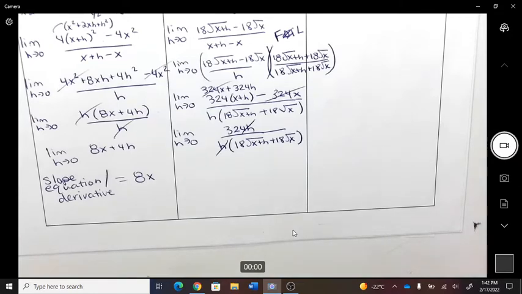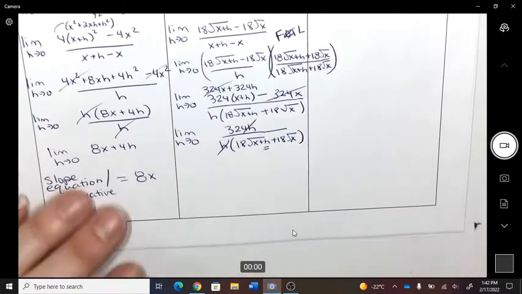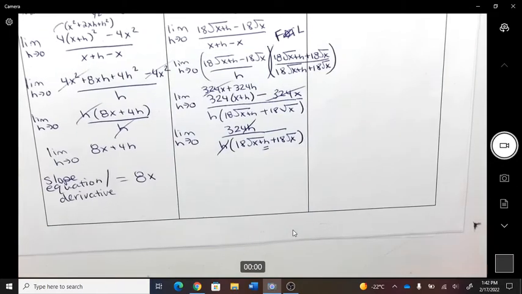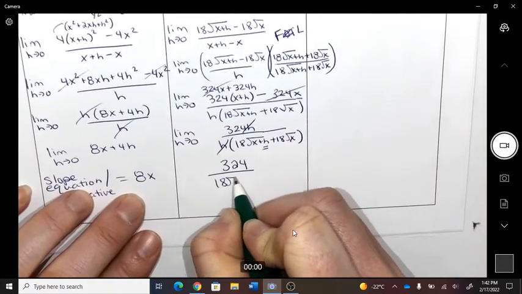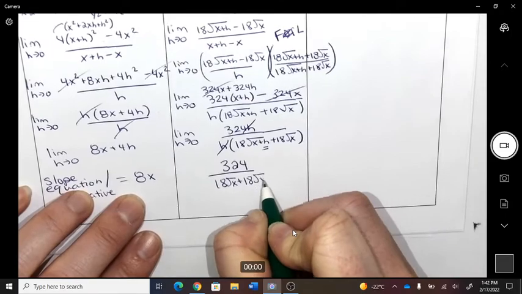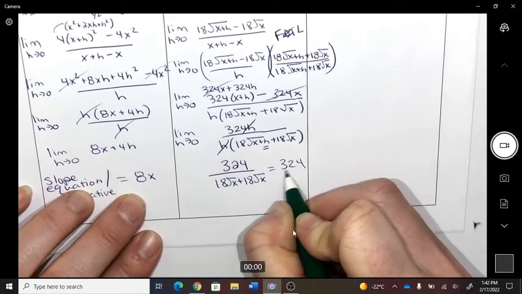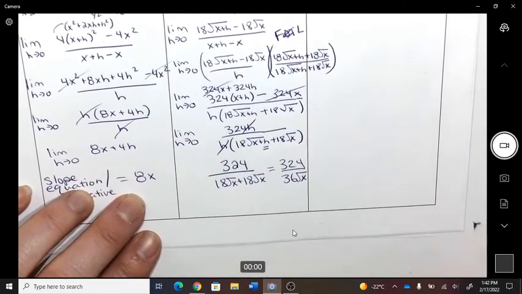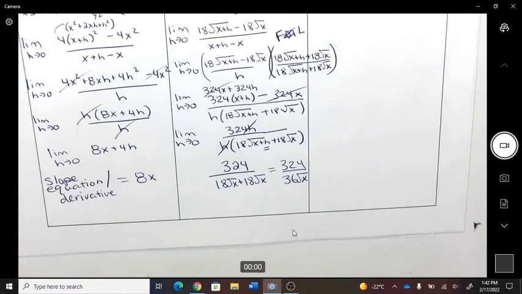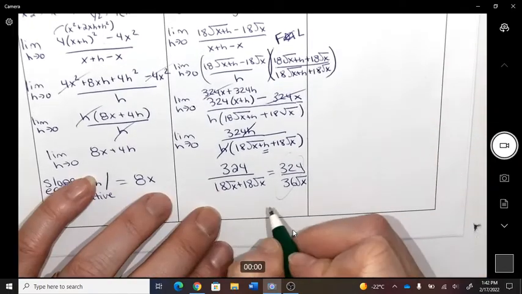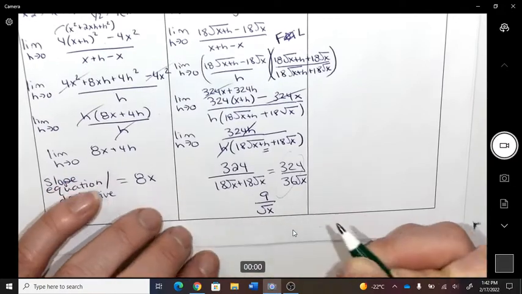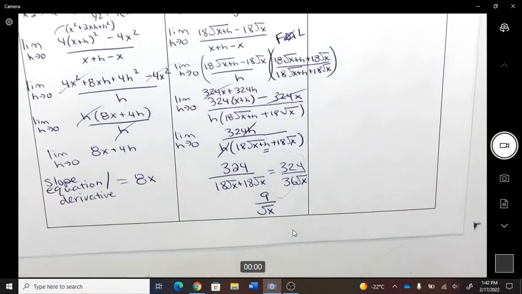Okay, so what do we get? If we replace that h with a 0 now, we get 324 over an 18 root x plus another 18 root x. Did anybody do this already? Is it 9? Yeah. So 9 over root x is the slope equation or derivative.